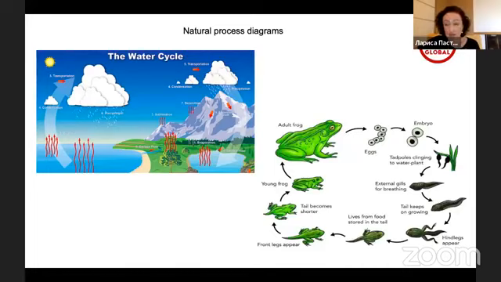A natural process includes, for example, the life cycle of an animal, like a frog or a butterfly. Maybe the water cycle, the rock cycle, photosynthesis, or how cows produce milk. These processes are usually well known, and people generally have a basic understanding of what is going on. When describing a natural process, use a mixture of active and passive structures. You should use the present tense to describe a natural process, unless the diagram specifies that the process happened in the past.